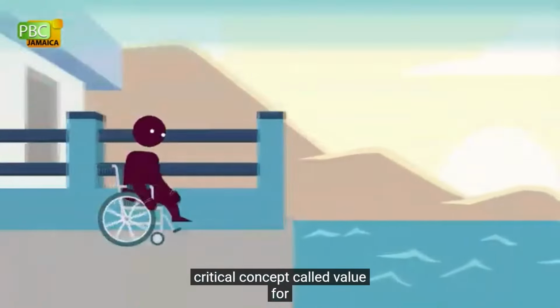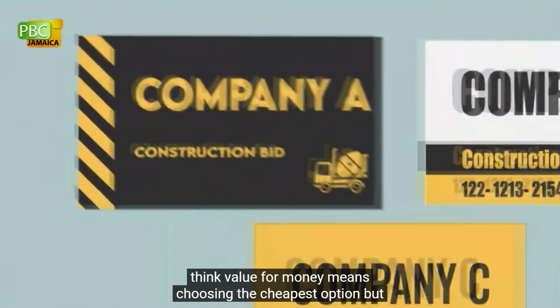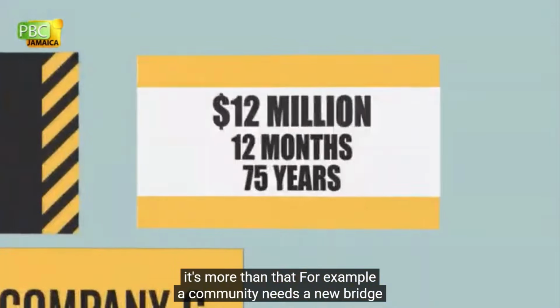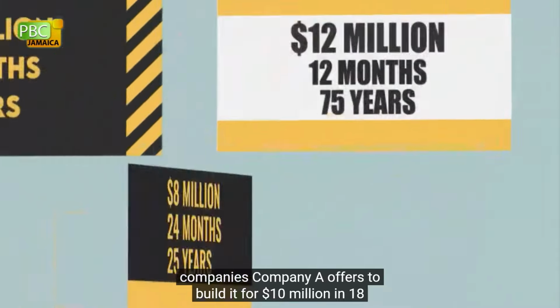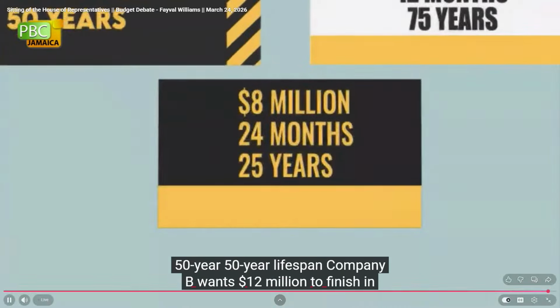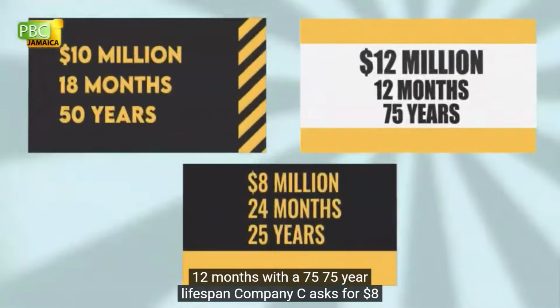For example, a community needs a new bridge, and the government receives bids from 3 companies. Company A offers to build it for $10 million in 18 months with a 50-year lifespan. Company B wants $12 million to finish in 12 months with a 75-year lifespan. Company C asks for $8 million, needs 24 months with a 25-year lifespan. Company B actually offers the best value for money.